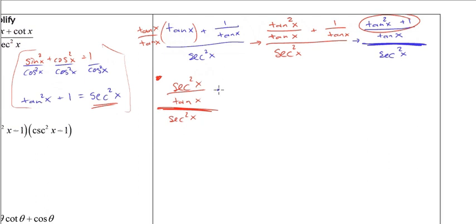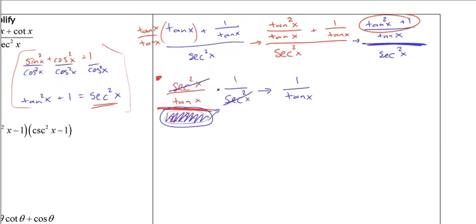What if we multiplied by the reciprocal? So the reciprocal of secant squared of x is 1 over secant squared of x. We just switched it from division into multiplication of the reciprocal. Now when we multiply this out, well, what's secant squared of x divided by secant squared of x? Well, that's 1. And so we end up with 1 over tangent of x.